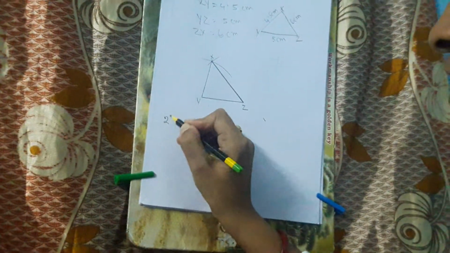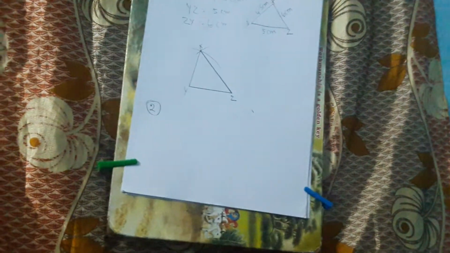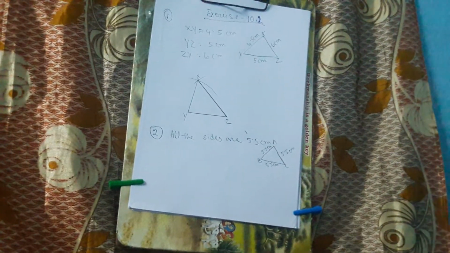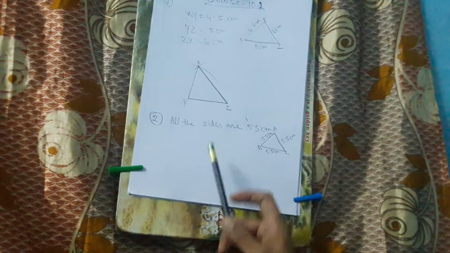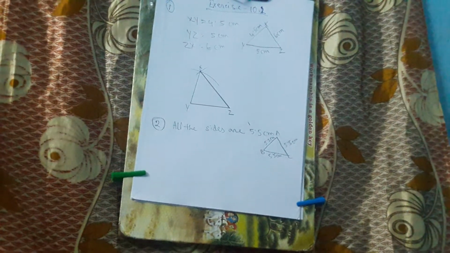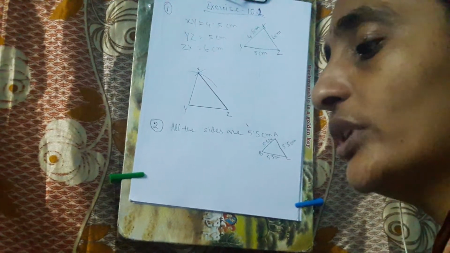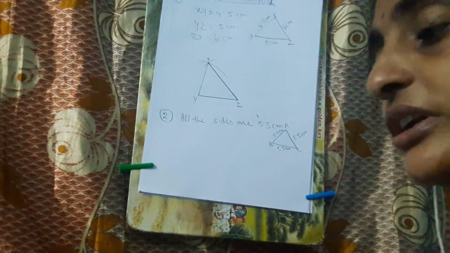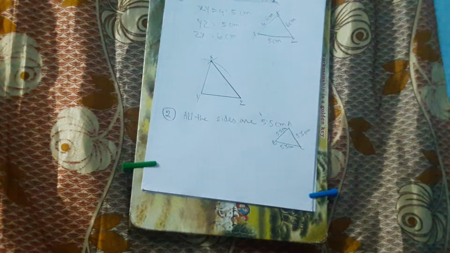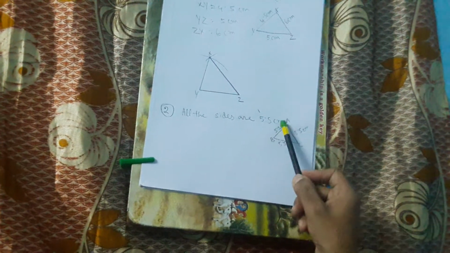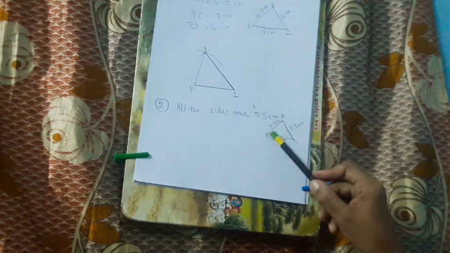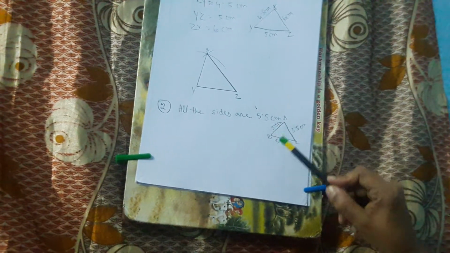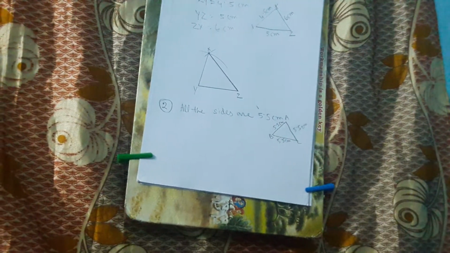Question number 2. Here what has been given? You can go through your book. You have been asked to construct an equilateral triangle of sides 5.5 centimeters. What do you mean by an equilateral triangle? That means all the sides are equal. All the sides are 5.5 centimeter. So I have named this rough sketch ABC, and you can see I have written here that all the sides are 5.5 centimeter. Now what to do?